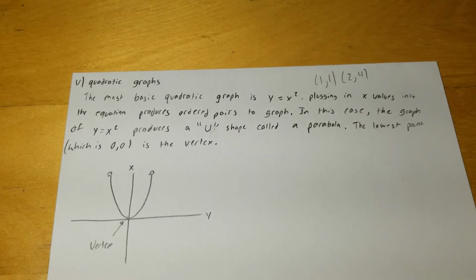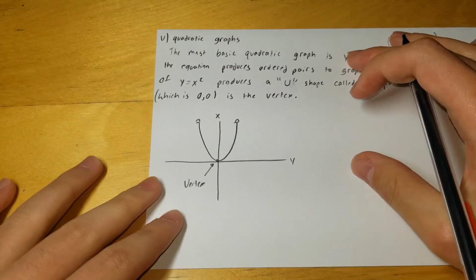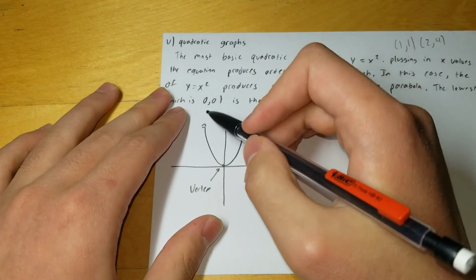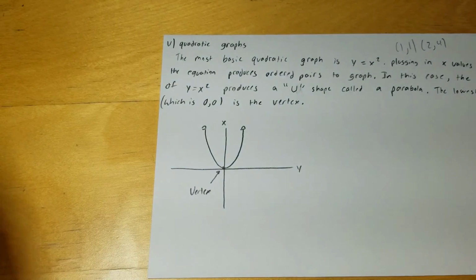In this case, the graph of y equals x squared produces a U shape. It's called a parabola. The lowest point of the parabola, which is 0, 0 in this case, is the vertex. So here's a little graph I made. It's not as accurate, but you get the shape, the parabola, the lowest point, the vertex, 0, 0. And that's it. Moving on.